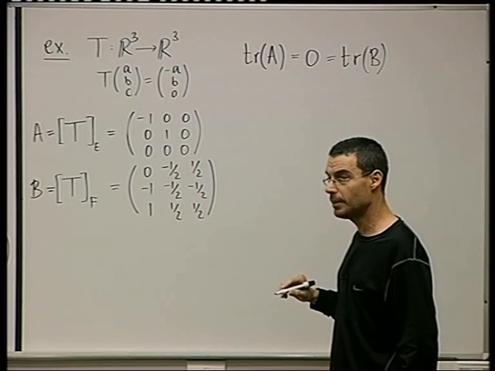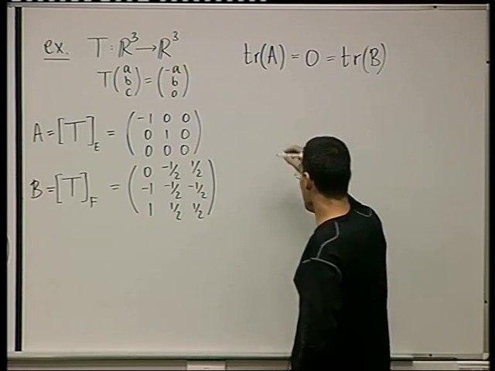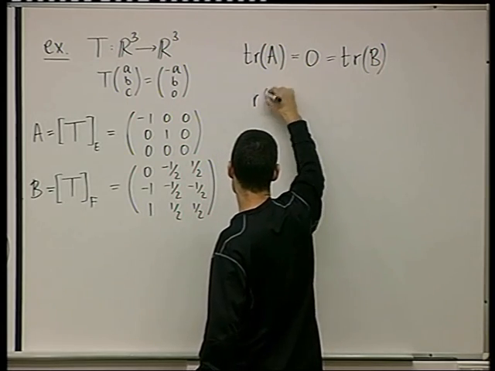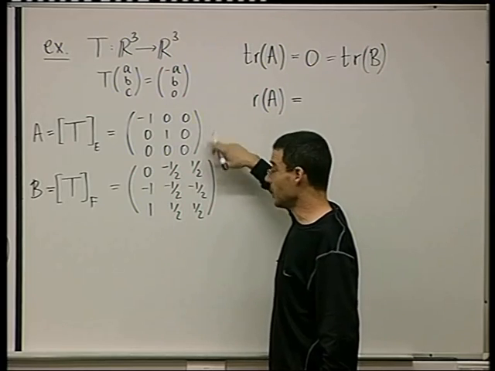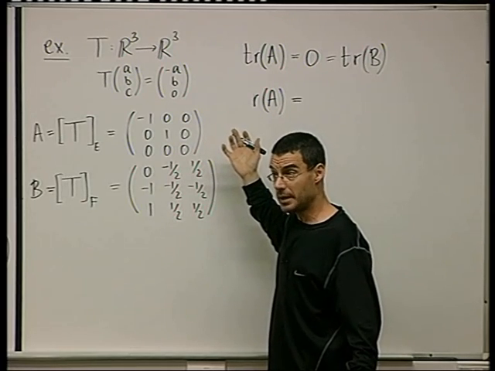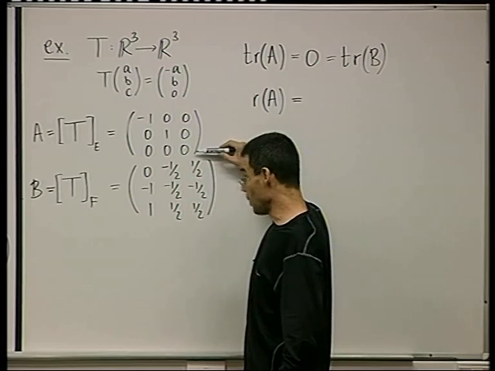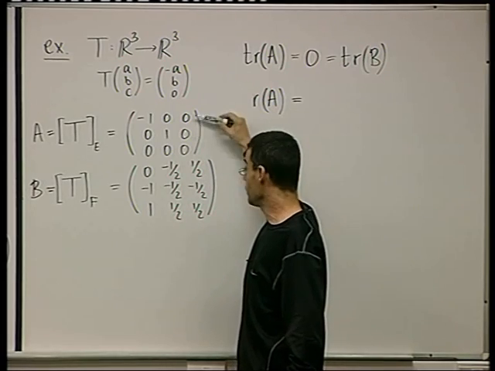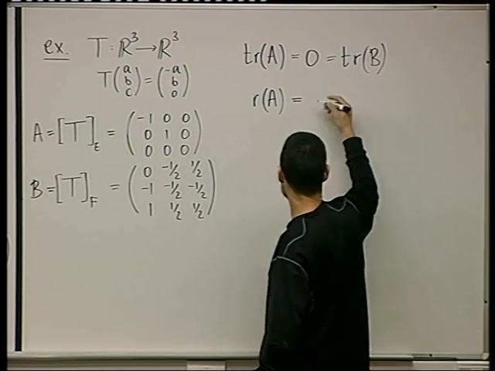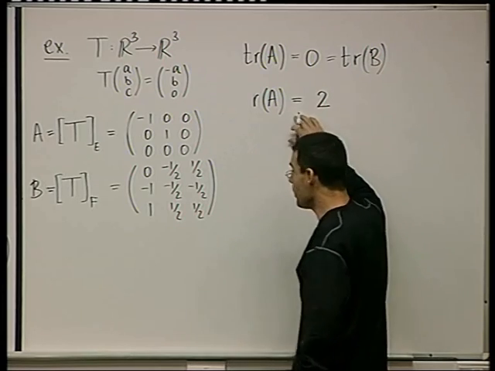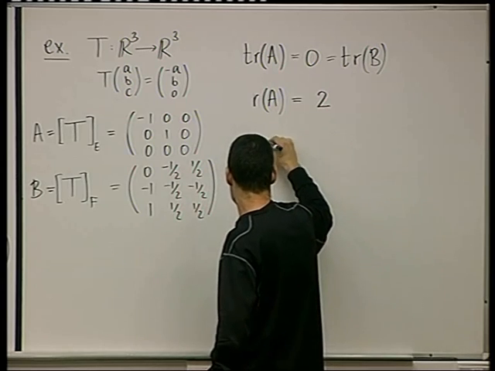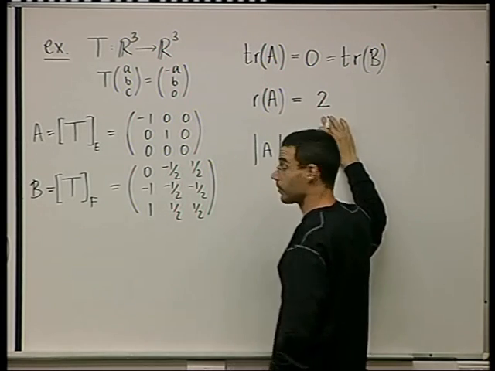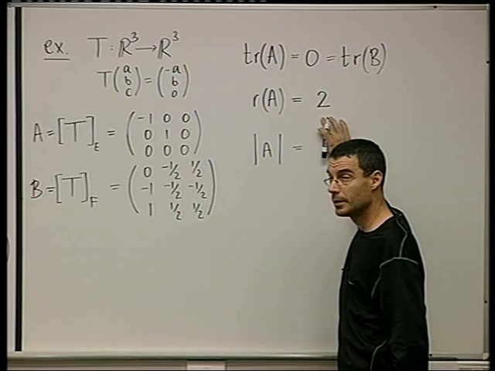Anyway, good? What is the rank of A? Right. A is already in echelon form, right? It has a row of zeros, so the rank is 2. So the rank of A is 2. And by the way, from this we know automatically what is the determinant of A. 0. Why? Because there is a row of 0.